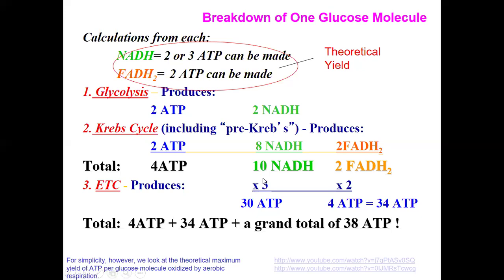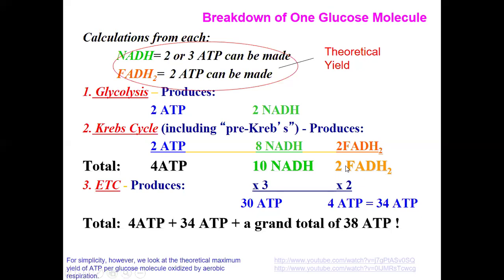That is 10 times 3, because this 10 is from 8 NADH that was produced in the Krebs cycle and 2 NADH that was produced during glycolysis, 8 plus 2, making 10. So this 10 will be used during the electron transport chain, and each one will produce 3. So 10 molecules will be 3 times 10. That's 30.